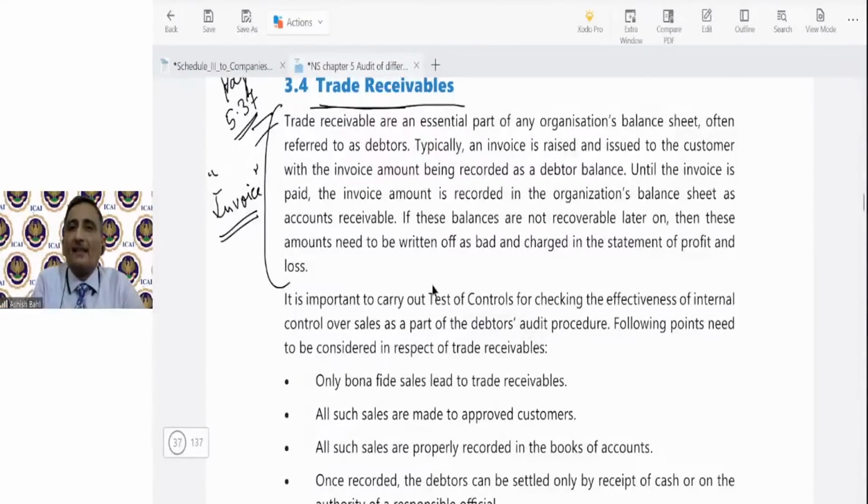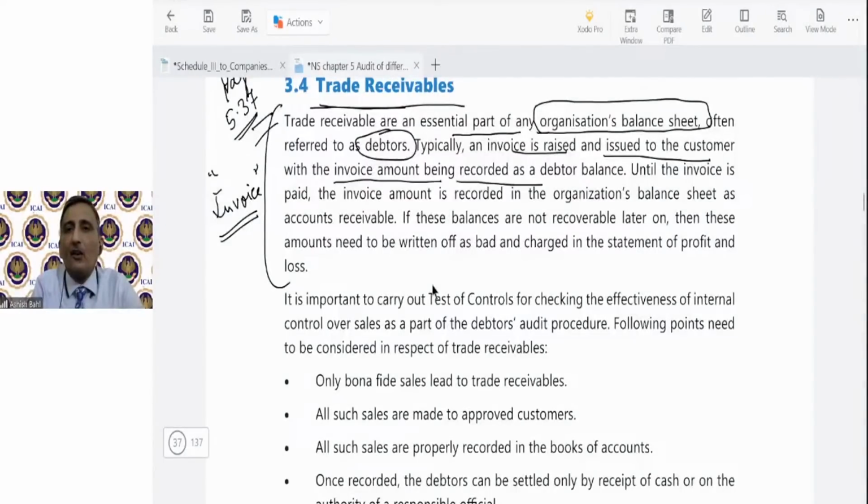So trade receivables are an essential part of an organization's balance sheet, often referred to as debtors. In a sales transaction, an invoice is raised and issued to the customer, with the invoice amount being recorded as a debtor balance. It is recoverable later, say in cash or by credit into the bank.